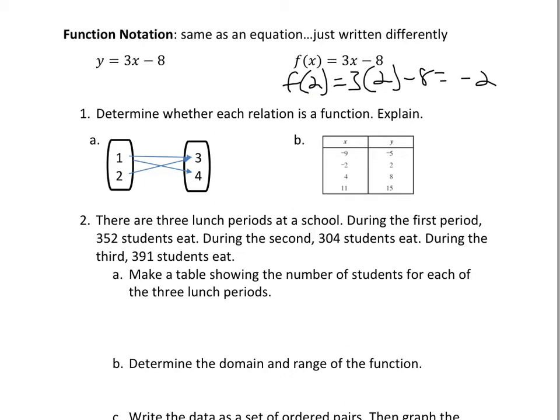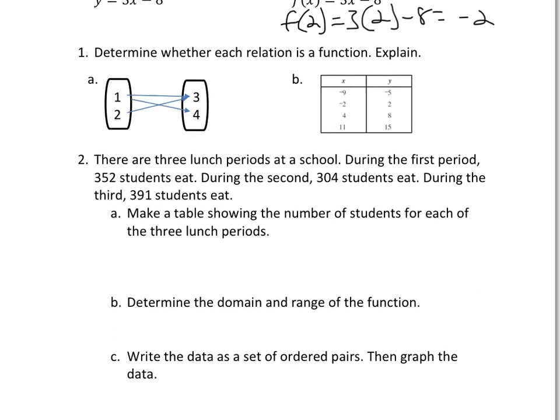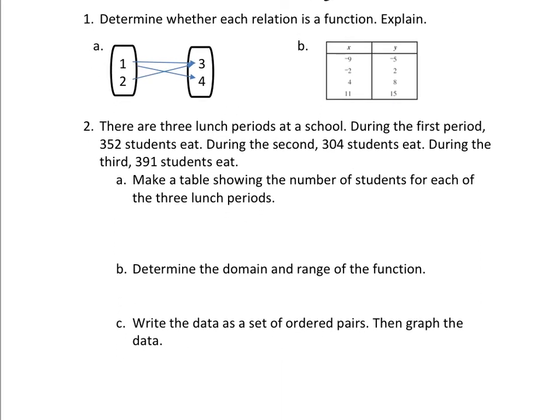Now, a couple of examples. We're going to determine whether a relation is a function. We're going to look at this mapping first. Remember, we just need to test the domain and see if there are any double arrows coming out of it. Well, there are 2 arrows coming out of the 1, so no, it's not a function. That's part A.